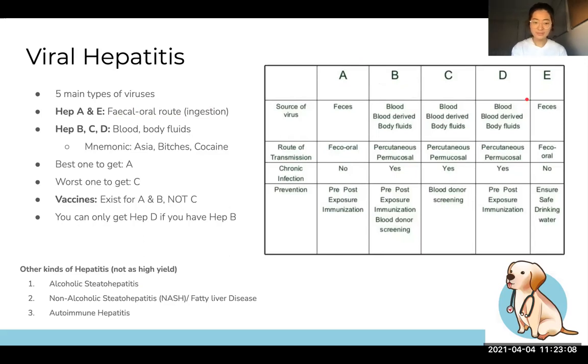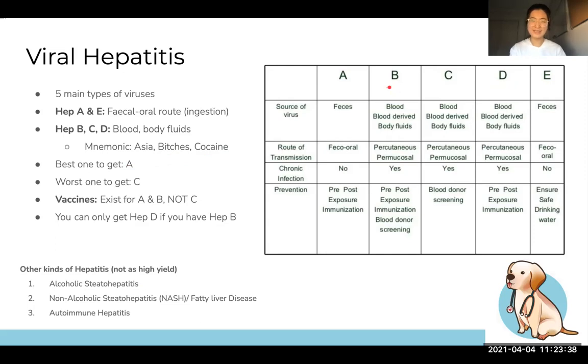A mnemonic for remembering it, it's quite terrible, but for Hep A, Hep B, Hep C it's like Asia, bitches, cocaine. You get Hep A from traveling in various parts of Asia if you don't get the Hep A vaccine. Hep B is usually from unprotected sex, and Hep C is from your intravenous drug use. Best one to get, A, because it resolves relatively quickly, get a bit of diarrhea, but nothing that lasts too long. Worst one to get, probably Hep C.